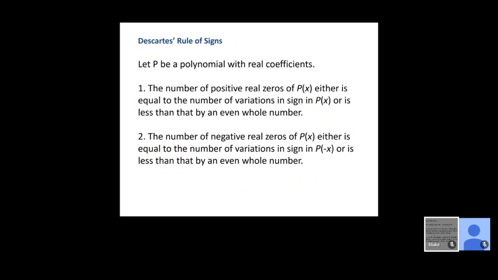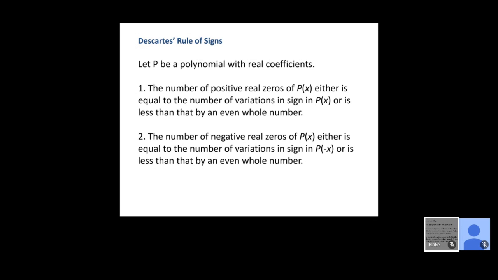All right, now Descartes' rule of signs. So we're going to let P be the polynomial that we've been looking at with real coefficients. The number of positive real zeros of P of X either is equal to the number of variations in sign in P of X, or is less than that by an even whole number. So basically what we're going to be doing now is going down our P of X and figuring out how many times the sign changes from term to term.